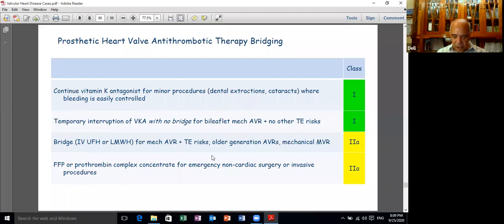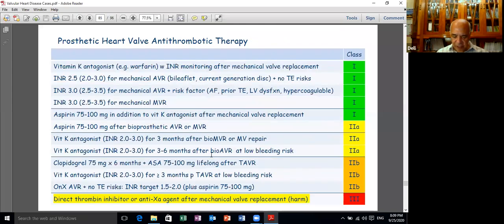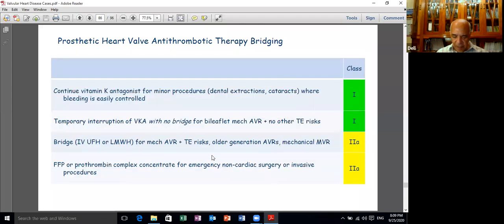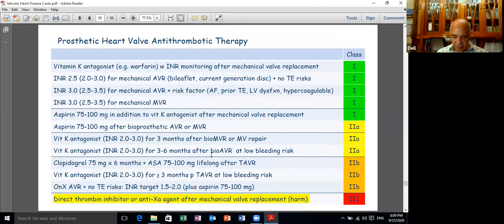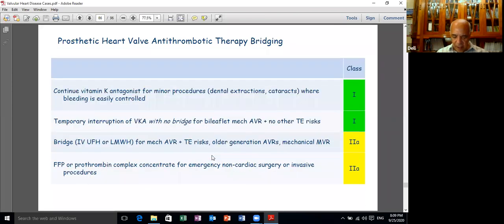You do the operation, and after the operation, you start warfarin on the same day of surgery. You start heparin, unfractionated heparin, 24 hours after surgery or 48 hours for low molecular weight heparin, and then you discontinue heparin when the INR reaches a therapeutic level.